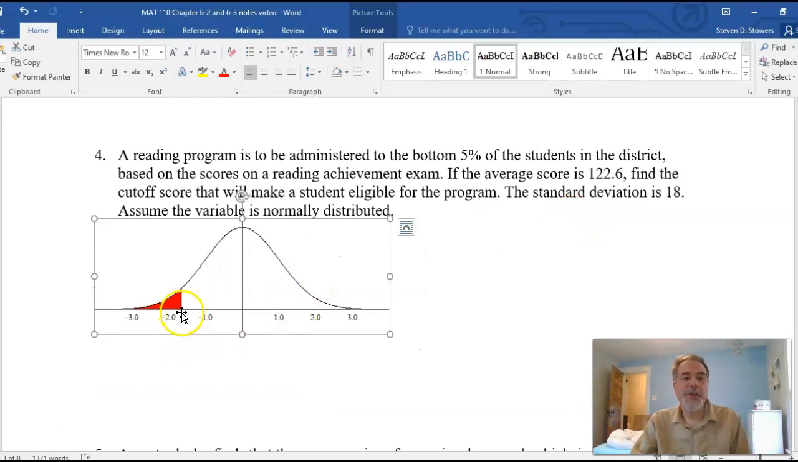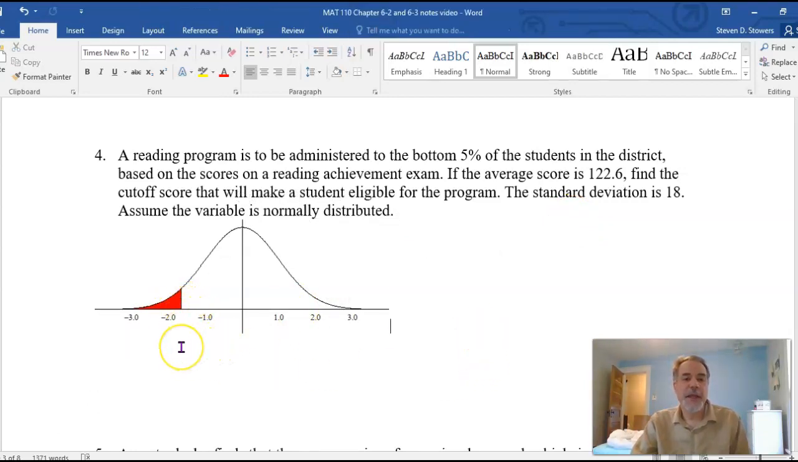So I need to figure out what the z-score is for that bottom 5%. I need to know the area to the left of this cutoff point, and that area is 5%, or 0.05. If we wanted the top 5%, then we'd have to start by figuring out what percent is to the left of that. But we want the bottom 5%, so 5% already is what's to the left.